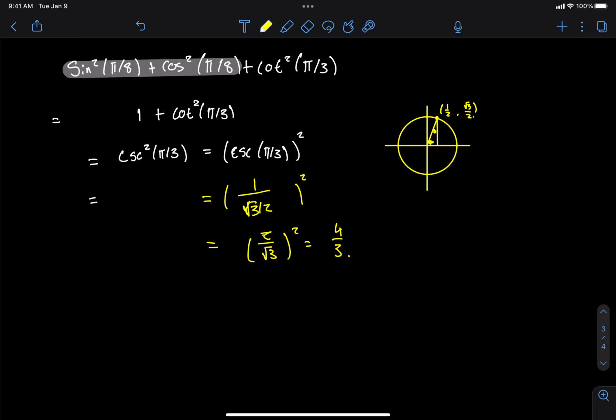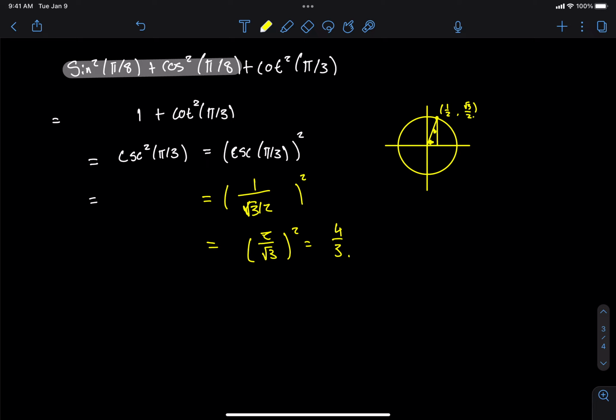So Pythagorean identities. That kind of leads you to think, what else can I do here to rewrite this? Of course, you actually can do sine squared of pi over 8 now that you've seen section 5.3.